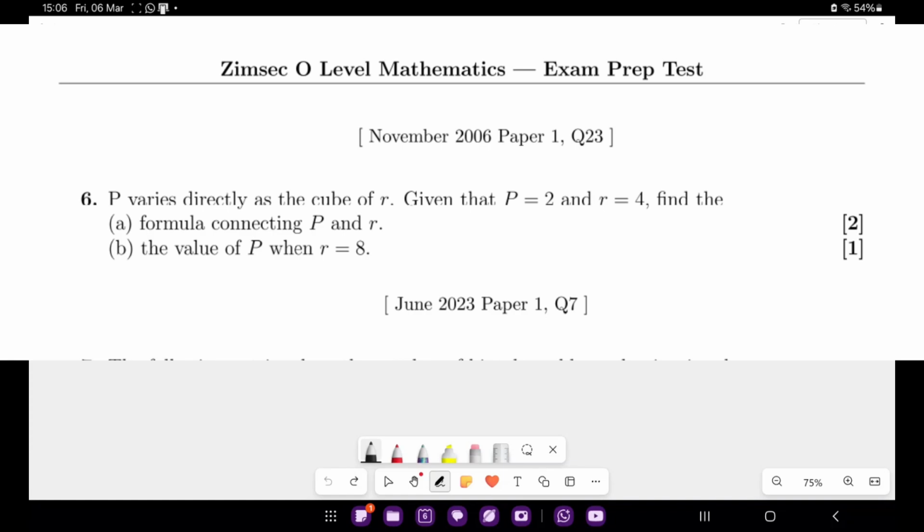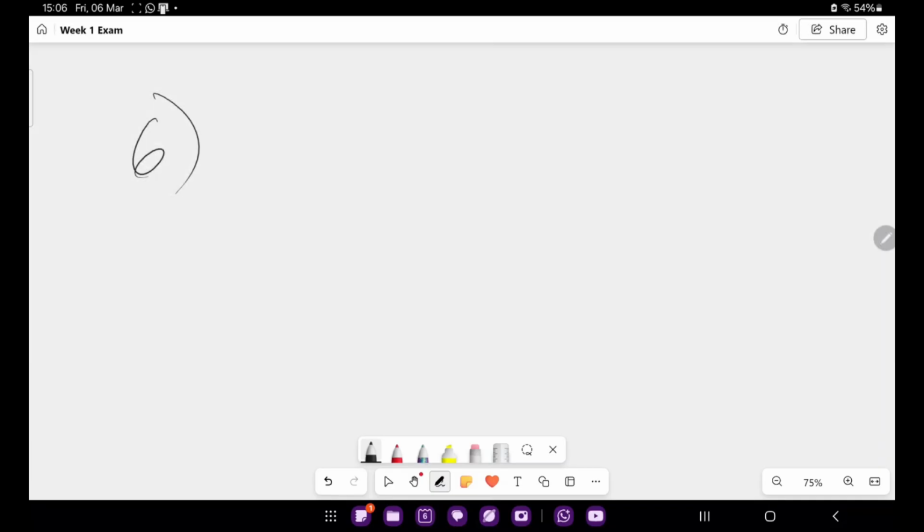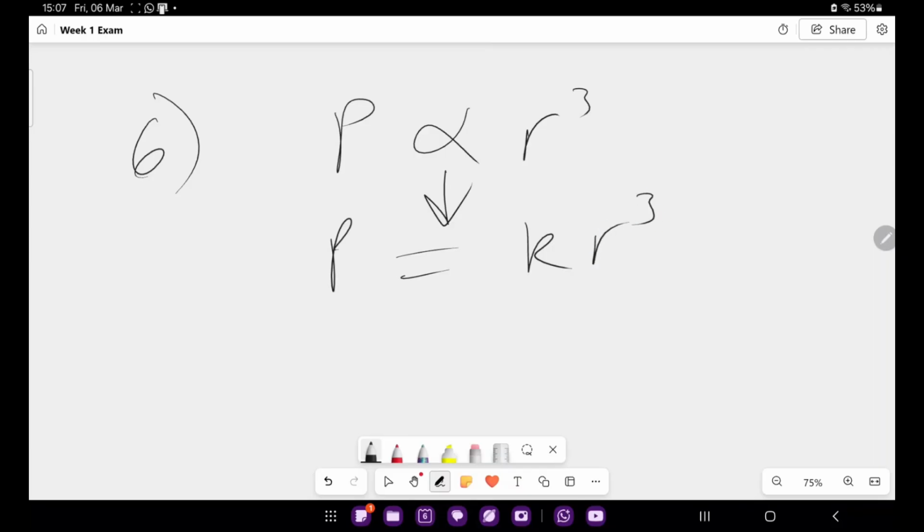So what does that look like? We said number 6, and it says p varies directly as the cube of r. Then to remove the sign of proportionality, we introduce an equal sign, but we also introduce k. So p is equal to k r cubed.